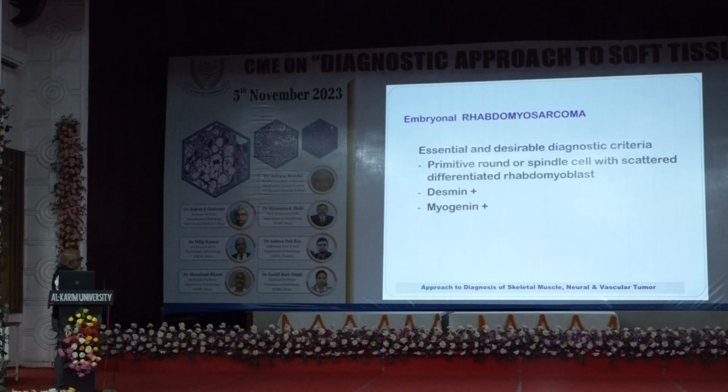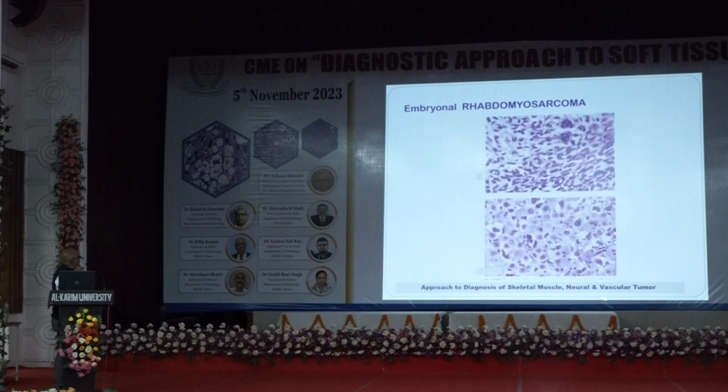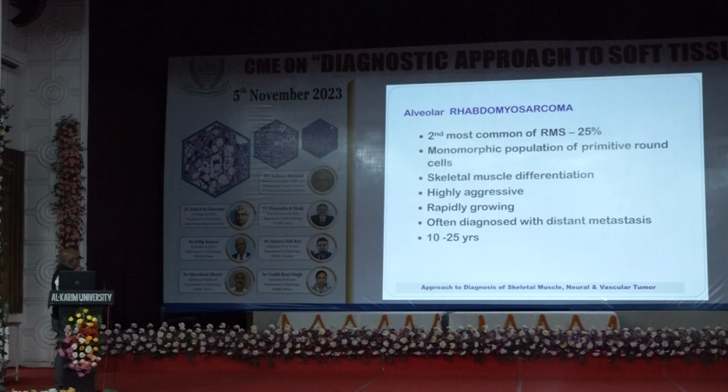Yes, primitive round spindle cell with differentiated rhabdomyoblast and desmin and myogenin positivity. Now the alveolar rhabdomyosarcoma, it is the second most common of rhabdomyosarcoma. It comprises 25% of the cases.